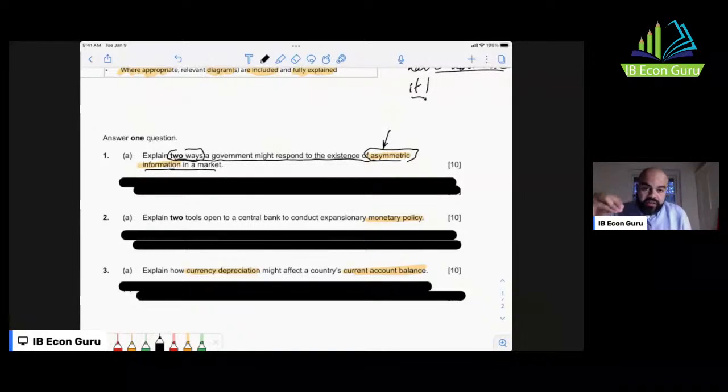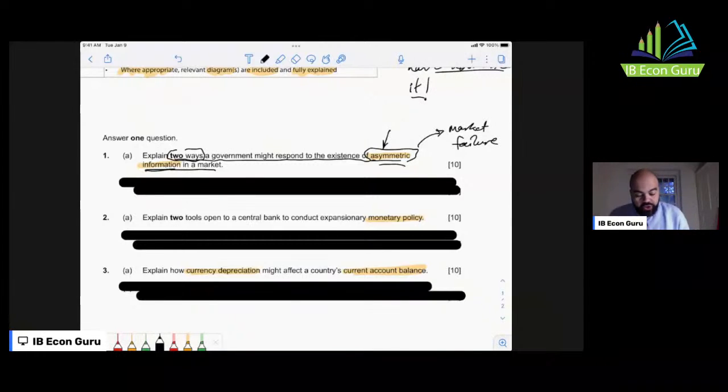After you've defined asymmetric information, now what you might be thinking is, what is the relevant economic theory? Well, here, the relevant economic theory is market failure, right? Because asymmetric information is a type of market failure. Yes, asymmetric information is only one type, okay? But it's the same thinking process.